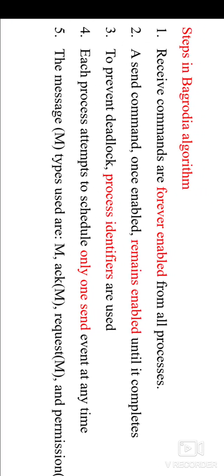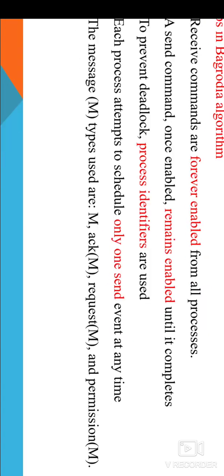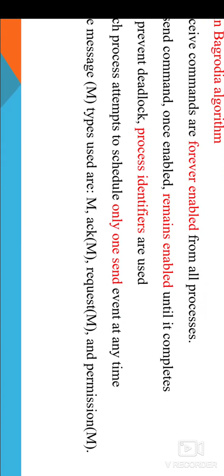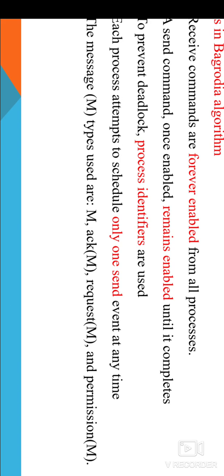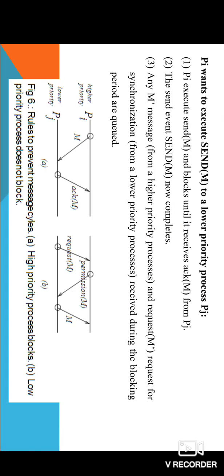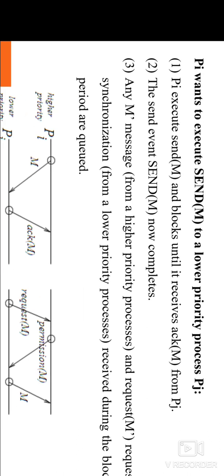What are the assumptions we have made? The receive commands are always enabled from all the processes. Once a send command is enabled, we cannot disable it in the middle. To prevent a deadlock, we use process identifiers. And each process schedules only one send event at a time. In the Bagrodia algorithm, we have three types of messages: acknowledgement of M, request of M, and permission of M. Now we are going to see the steps in the Bagrodia algorithm.